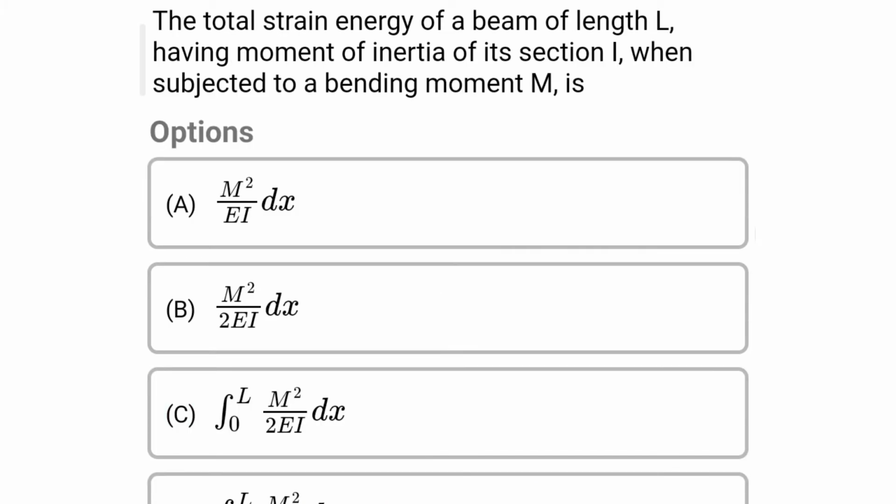Question, the total strain energy of a beam of length L having the moment of inertia of its section I when subjected to the bending moment M is option A M square divided by EI into dx, option B M square divided by 2 EI into dx, option C integration of L to 0 M square divided by 2 EI into dx, option D integration of 0 to L M square divided by EI into dx. So the correct answer is option C integration of 0 to L M square divided by 2 EI into dx.